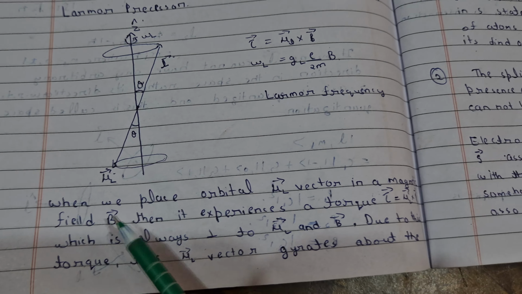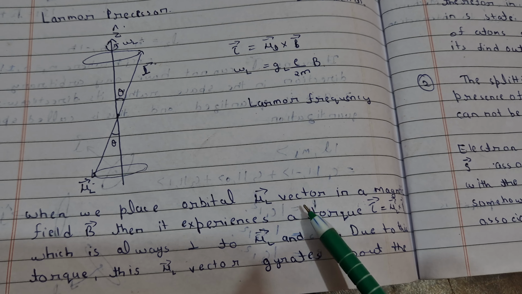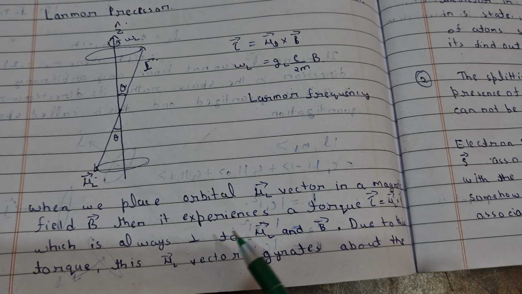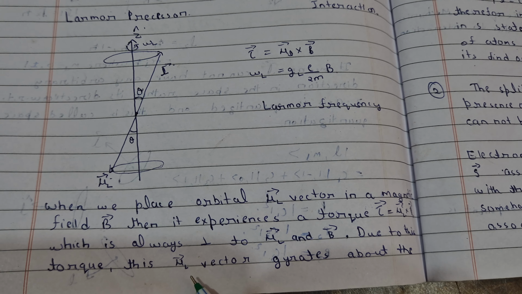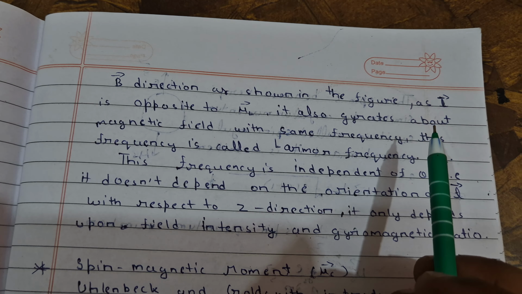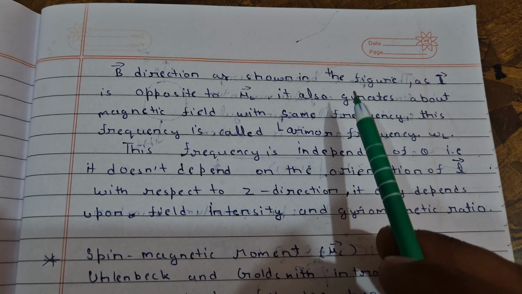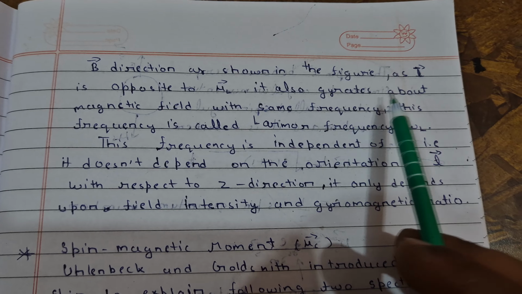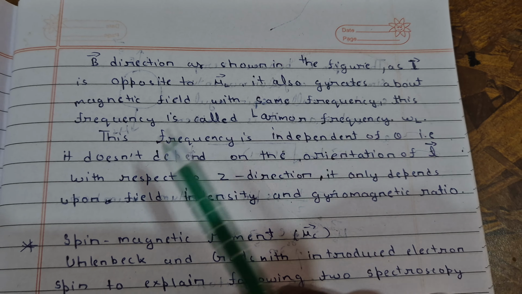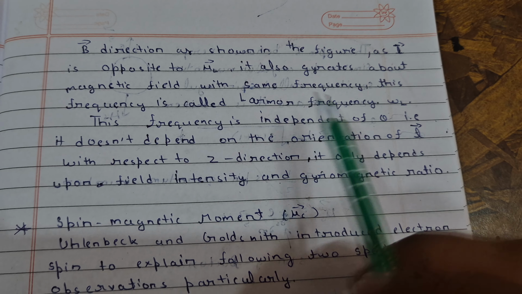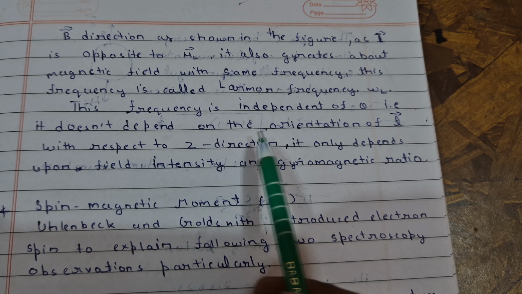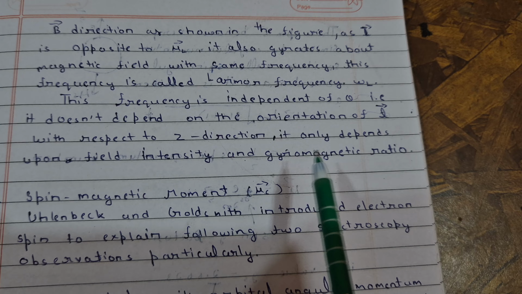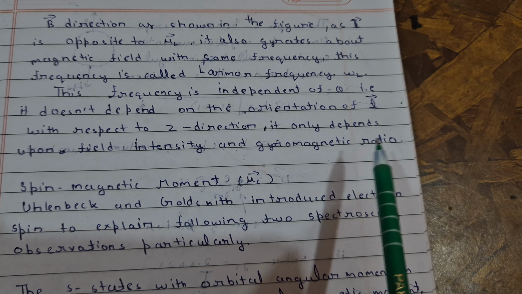So let's see. When we place the orbital magnetic moment vector mu L in a magnetic field B, it experiences a torque, mu L cross B, which is always perpendicular to mu L and B. Due to this torque, the mu L vector gyrates about the B direction as shown in the figure. This is everything I already told you. In the figure, as L is opposed to mu L, it also gyrates about the magnetic field with the same frequency. This frequency is called the Larmor frequency, omega L, and we have already seen the expression for that. It is independent of theta, that is, it doesn't depend on the orientation of L with respect to the z direction. It only depends upon field intensity and gyromagnetic ratio.